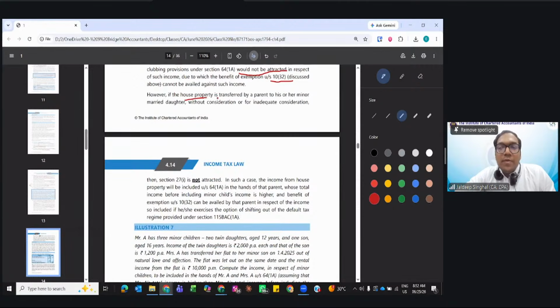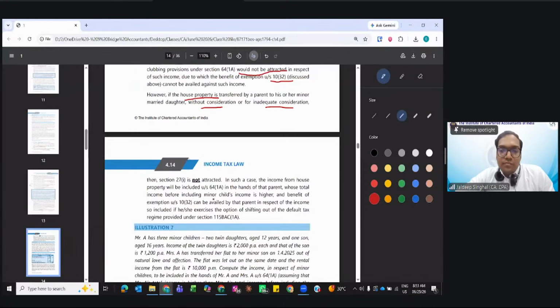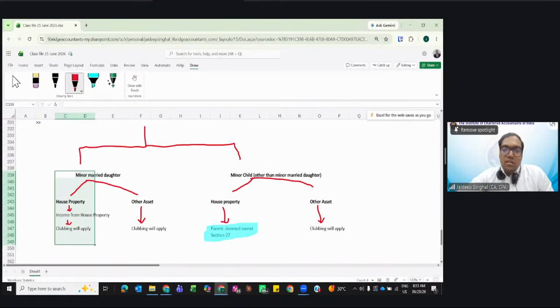However, if the house property is transferred by the parent to his or her minor married daughter without consideration or for inadequate consideration, section 27(i) is not attracted. In case of a minor married daughter, 27(i) is not attracted. In such a case, income from house property will be clubbed under section 64(1)(a) in the income of the parent whose total income is higher, and the benefit of section 10(32) is available. Now, what does it say? There is an exemption that we need to study.